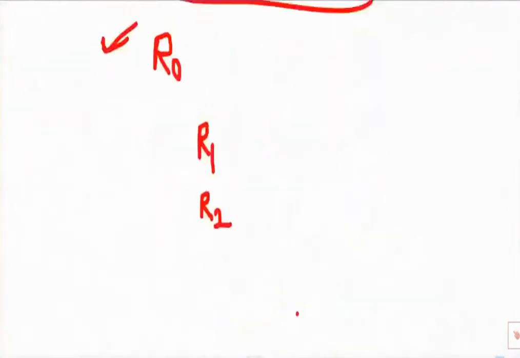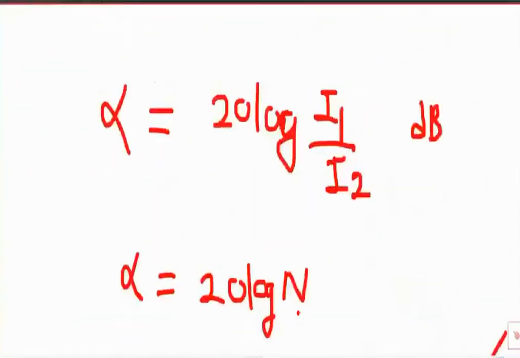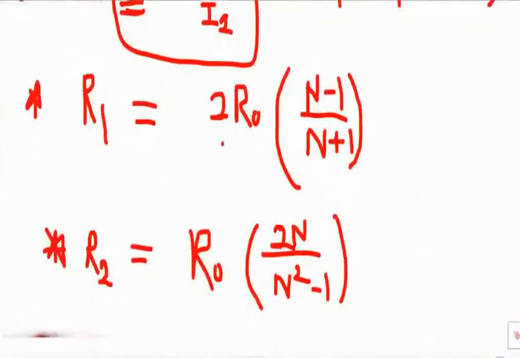I request all of you to write down the formulas for R1 and R2 in your rough notebook. Quickly write down: R1 equals 2R0 times (n minus 1) upon (n plus 1). R2 equals R0 times 2n divided by (n square minus 1).